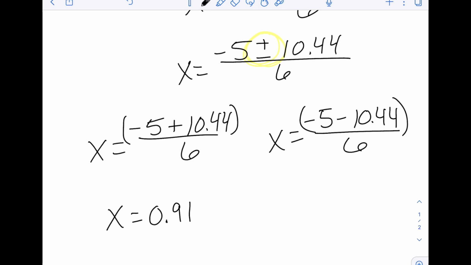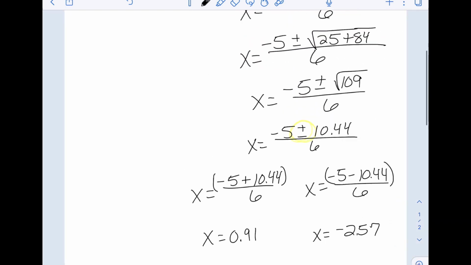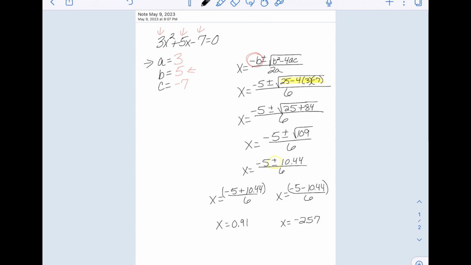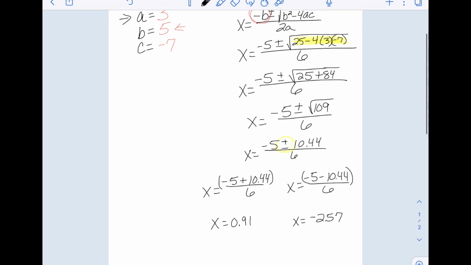On this one, we have -5 minus 10.44 divided by 6. That's going to give us a negative 2.57. Those are our two solutions to our quadratic. That means that the parabola will touch the x-axis in two places. It will touch at negative 2.57 and at 0.91.